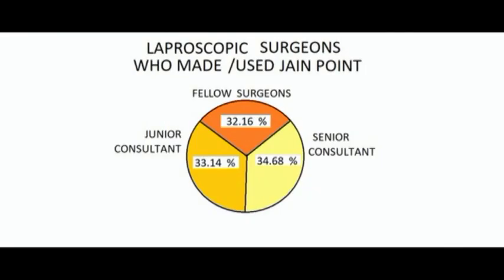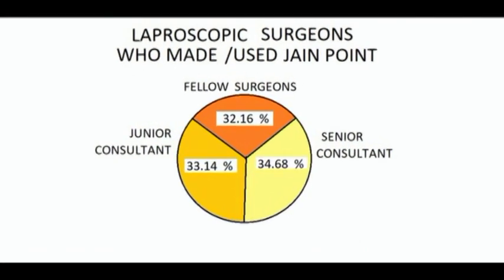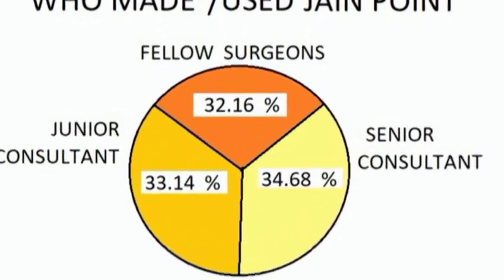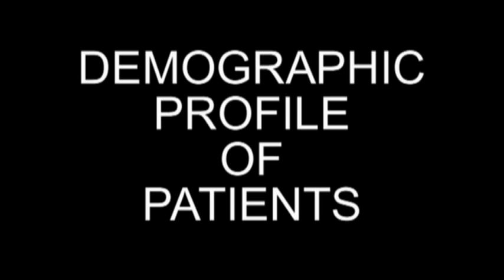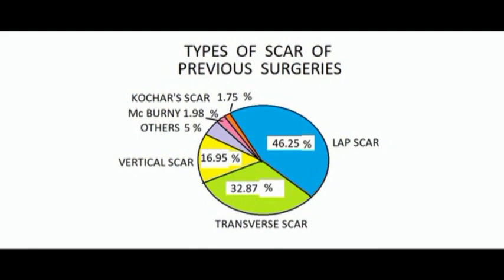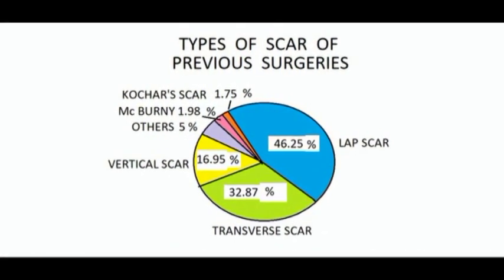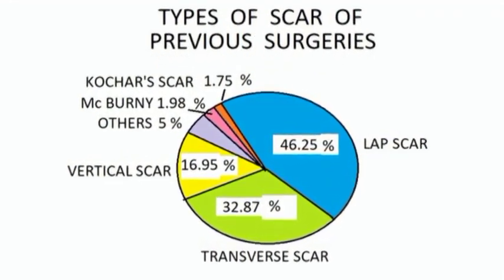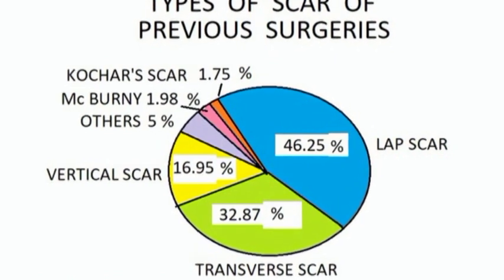The distribution of laparoscopic surgeons were as follows. 34.68% entries were made through Jain point by senior consultants, 33.14% by junior consultants, and 32.16% by fellow surgeons. The demographic profile of the patient, such as BMI, number of previous surgeries, type of scar, indications of previous surgeries were taken into account. Distribution of patients according to type of scar of previous surgery were 32.87% transverse scar, 16.95% vertical scar, 1.98% McBurney's, 1.75% Kocher's scar, 46.25% lap scars, and 5% were other scars.